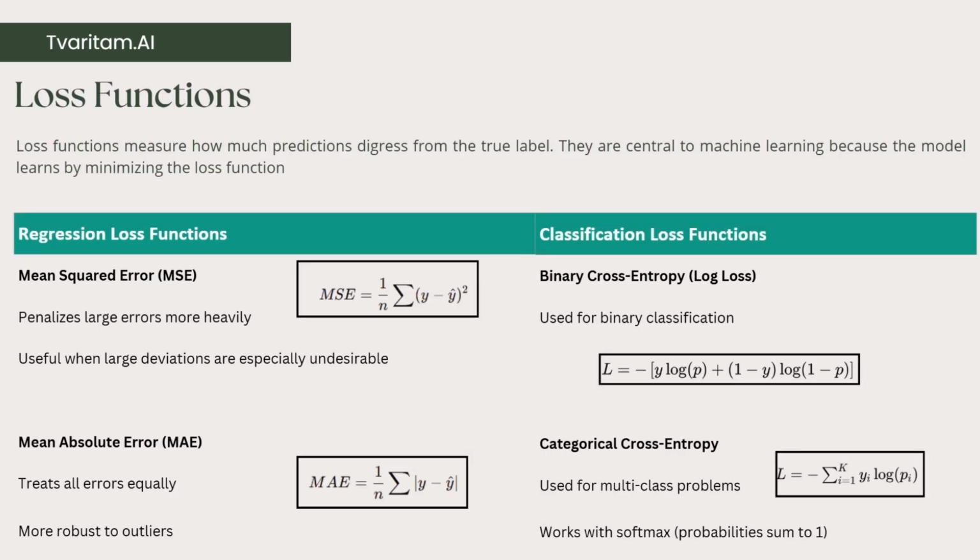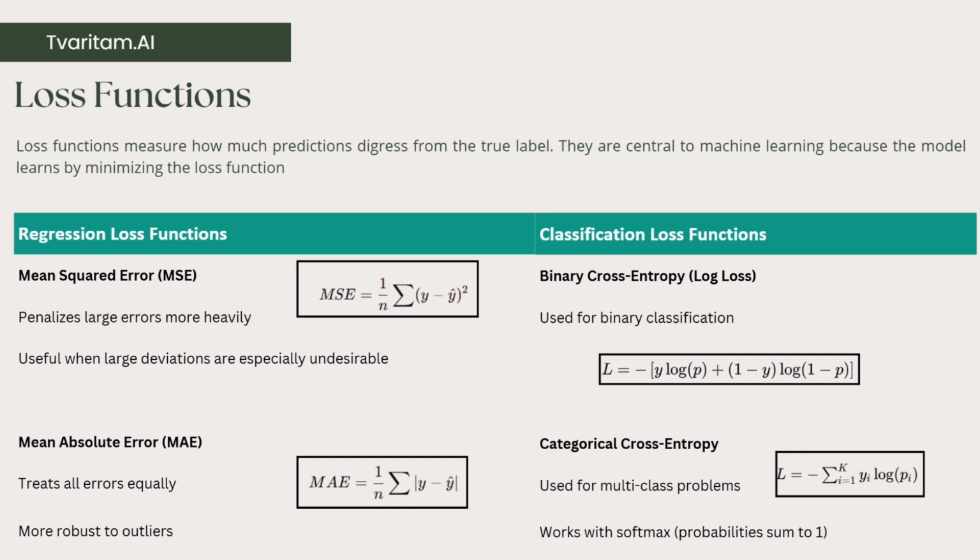Now moving forward with the loss function, when it comes to loss in terms of regression, we go with mean squared error, which penalizes large errors more heavily, and it is useful when large deviations are undesirable. Mean absolute error treats all errors equally and is more robust to outliers, but as a default for regression problems, mean squared error is a better approach, given that in a lot of scenarios we want to punish large deviations more.